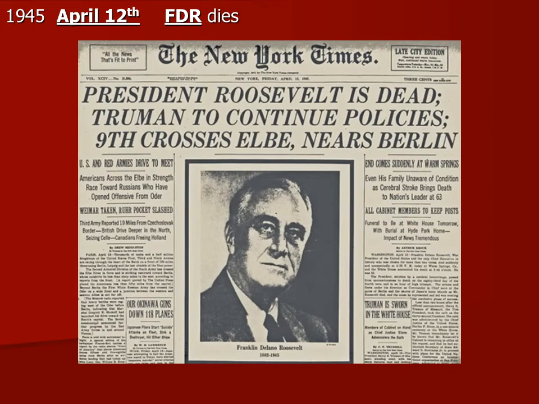As I told you before, in April of 1945, FDR will die. As it says there, he will have pretty much a massive stroke, and so he dies almost like a month into his fourth term, and we're going to see Truman is going to replace him.